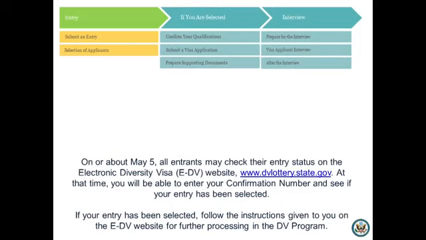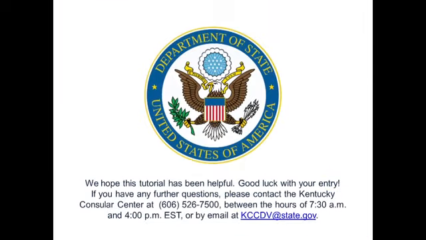On or about May 5th, all entrants may check their entry status on the Electronic Diversity Visa or EDV website, www.dvlottery.state.gov. At that time, you will be able to enter your confirmation number and see if your entry has been selected. If your entry has been selected, follow the instructions given to you on the EDV website for further processing in the DV program. We hope this tutorial has been helpful. Good luck with your entry.